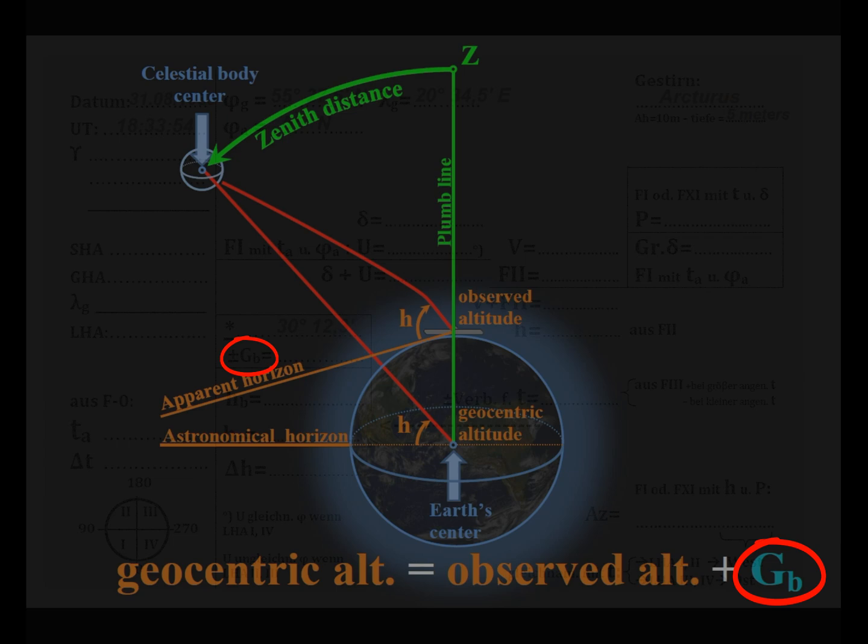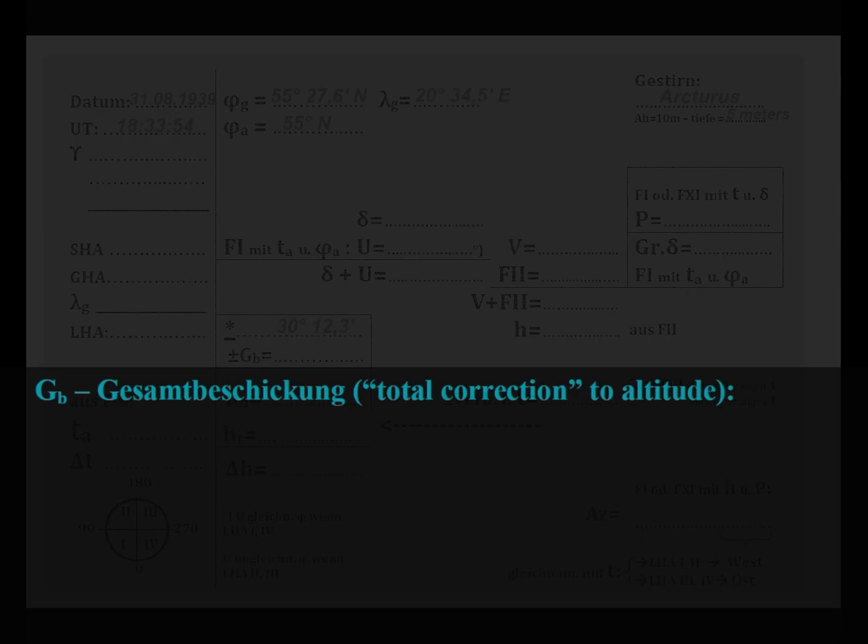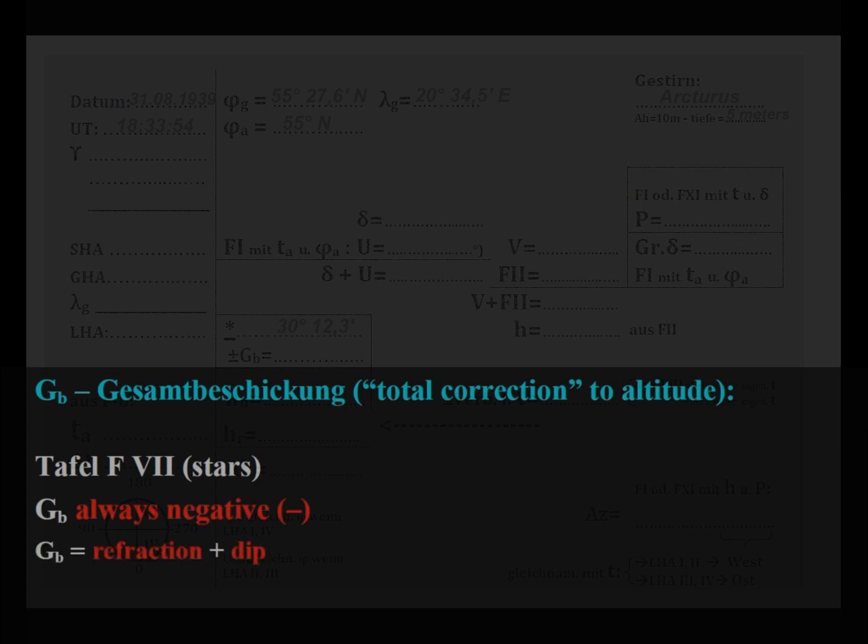F-Tafel contains separate tables for determining the total correction of stars and for the Sun. Table F7 serves to determine the total correction of the altitude of the stars, which is the sum of dip and refraction. The total correction for stars is always negative, since both dip and refraction overestimate the altitude. For a total correction of the Sun's altitude, table F8 is used.